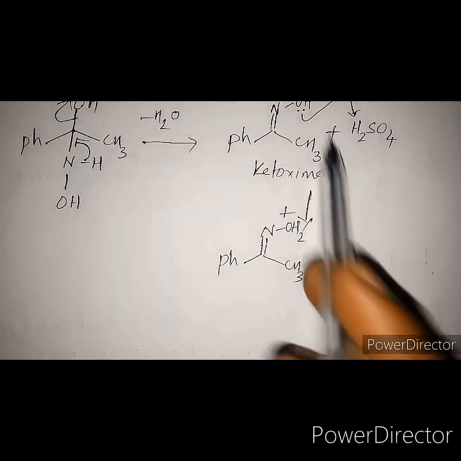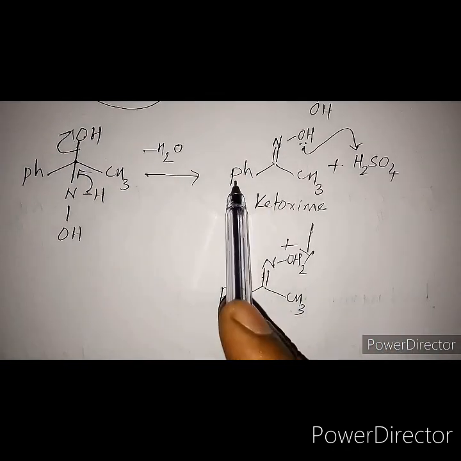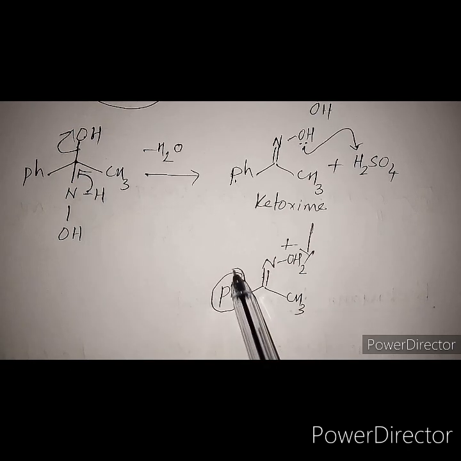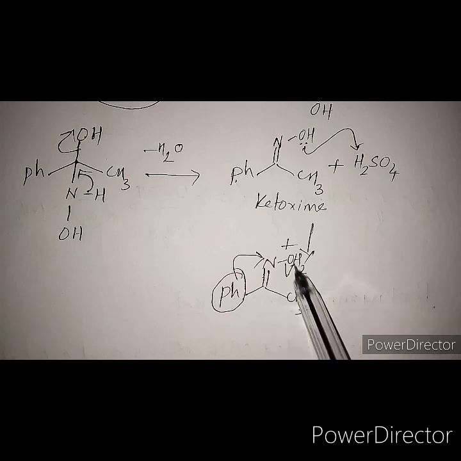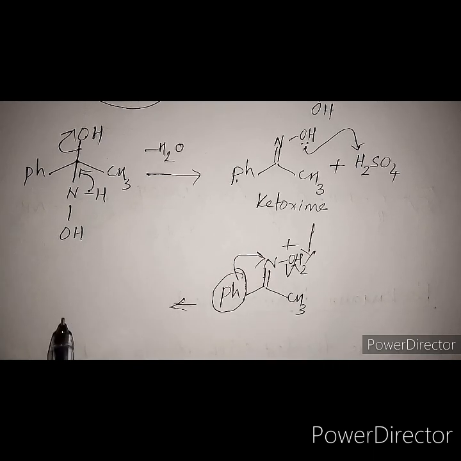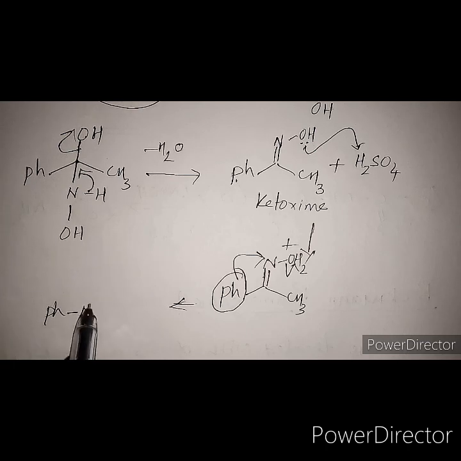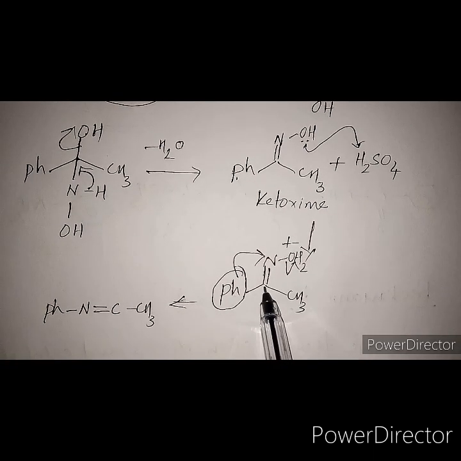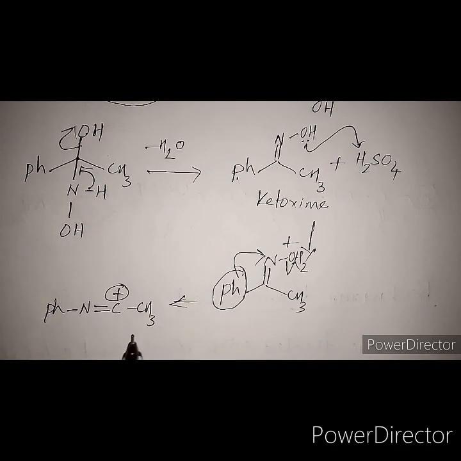Now with respect to the OH, the Ph is in the anti position, so this group migrates to nitrogen and eliminates a water molecule. So we will get Ph connected to N, double bond, CH3. So the Ph migrates with its bonded electron. Therefore the carbon that is connected to CH3 becomes electron deficient, that is, it gets a positive charge.